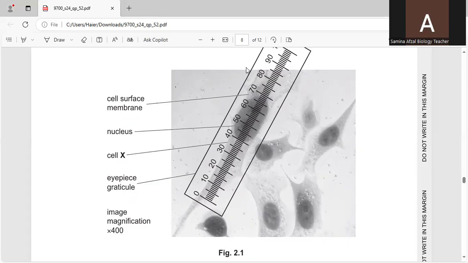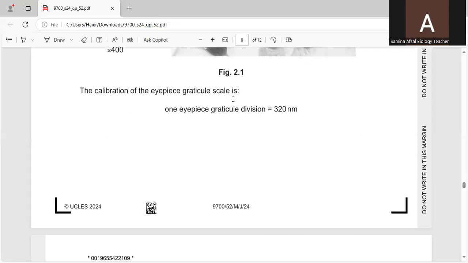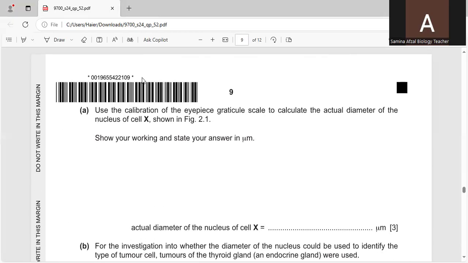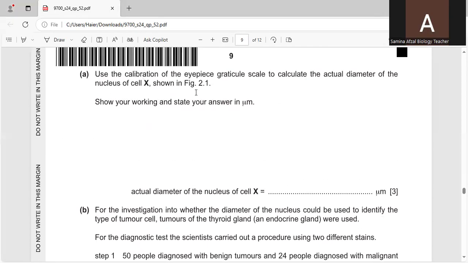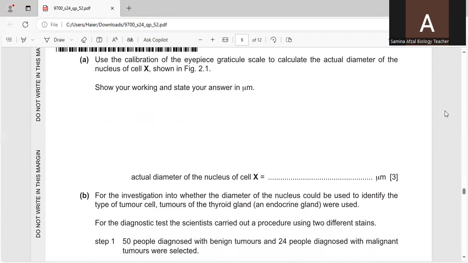So the image magnification is about 400. The calibration of the eyepiece reticule is that one eyepiece reticule division is 320 nanometers. So use the calibration of the eyepiece reticule scale to calculate the actual diameter of the nucleus of cell X. Show your working and state your answer in micrometers.